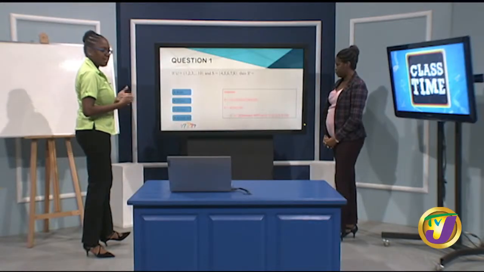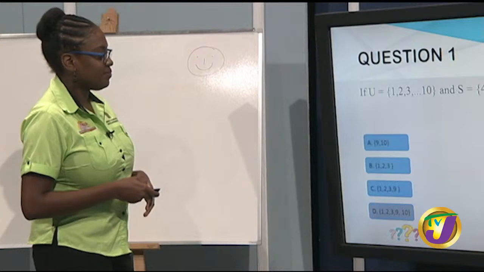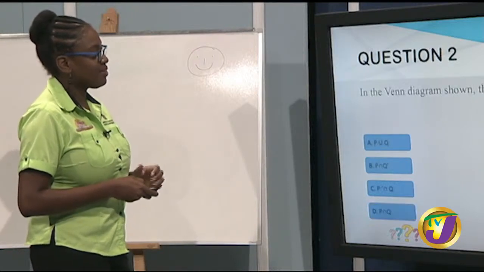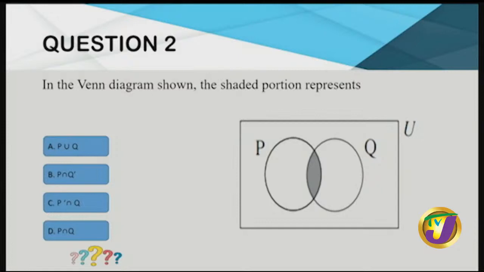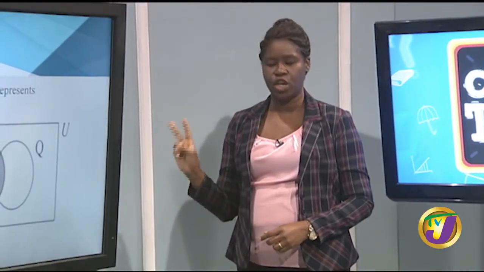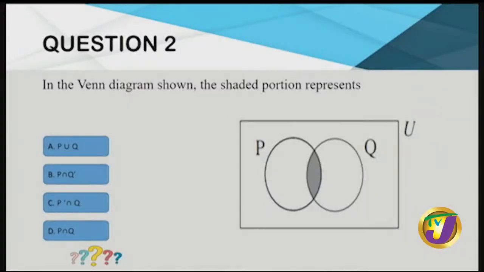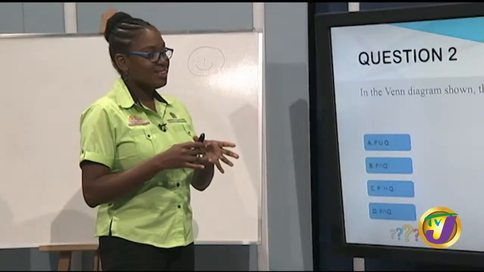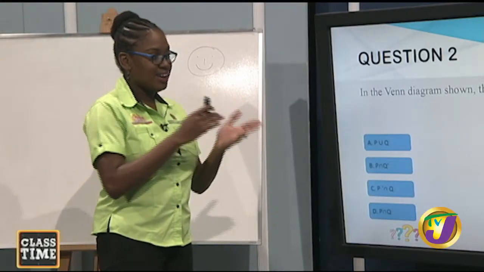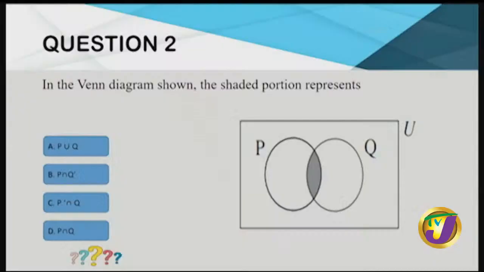So here we have an explanation for you. In this question, we have a Venn diagram, and we're being asked to identify what the shaded portion represents. In the universal set, we have two sets, P and Q. And we'll notice that both of them overlap. This overlap suggests that there are elements that are common to both set P and set Q. In other words, they're sharing some elements.